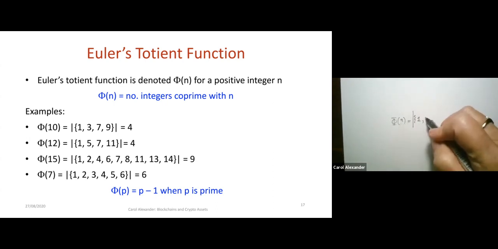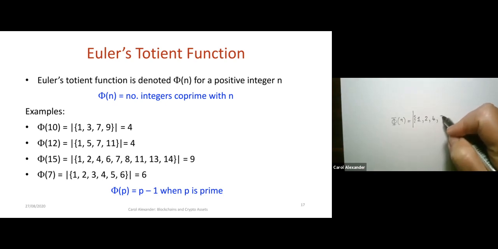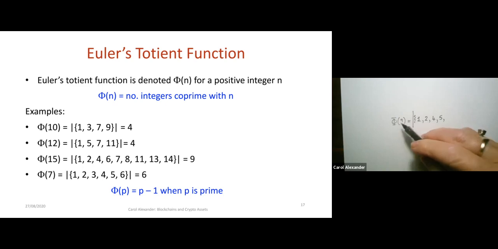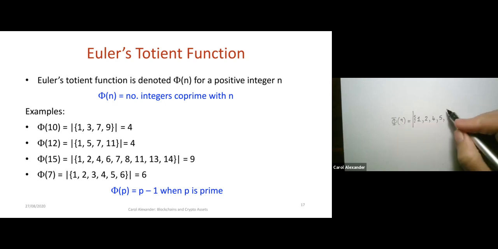2 is coprime with 9, 3 is not, 4 is, 5 is, 6 is not because 6 and 9 have 3 in common. 7, yeah, and 8. These are the numbers that are coprime. And this long line here means count the number: 1, 2, 3, 4, 5, 6. So phi of 9 is 6.